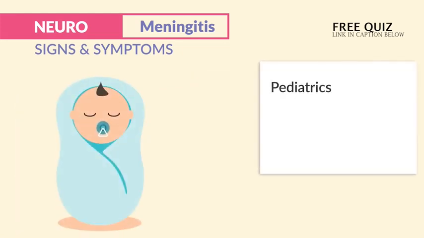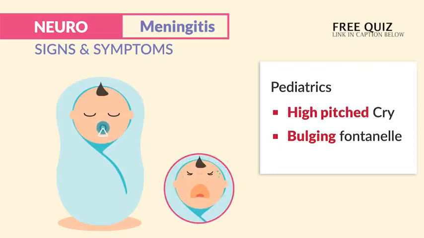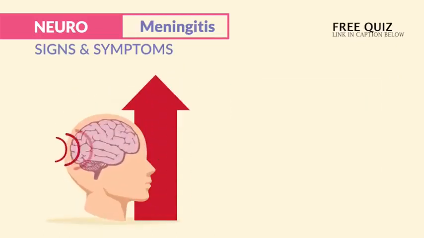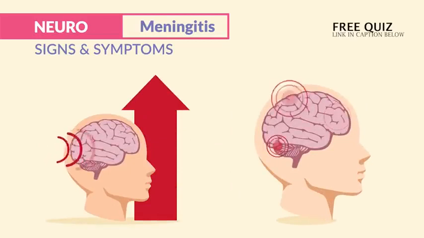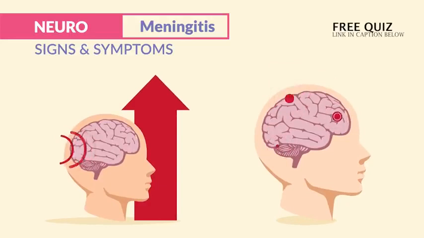Now, for pediatrics, our little babies, the 2 classic signs are a high-pitched cry and bulging fontanelles. These are typically the 2 most tested classic signs for ICP and meningitis in our pediatric patients.